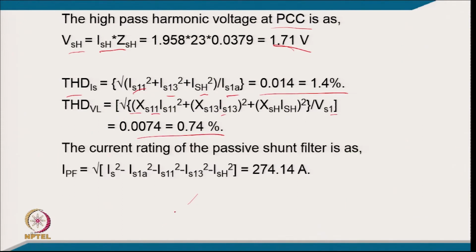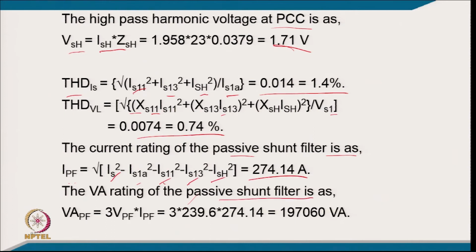0.74%. And the current rating of the passive shunt filter will be equal to the fundamental current minus the fundamental active current, then the 11th harmonic, 13th harmonic, and all, it comes 274.14 ampere, and the VA rating will correspond to 3 into phase voltage into current. So, putting the value, it comes 197 kVA.